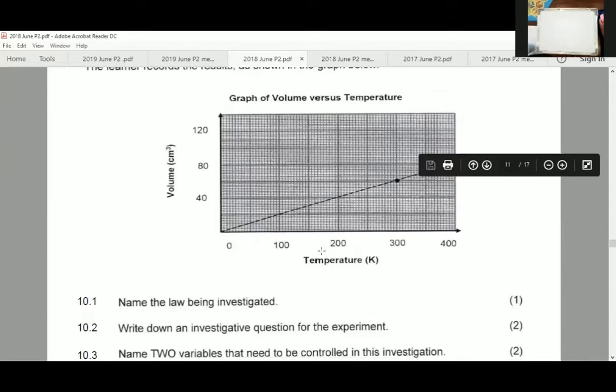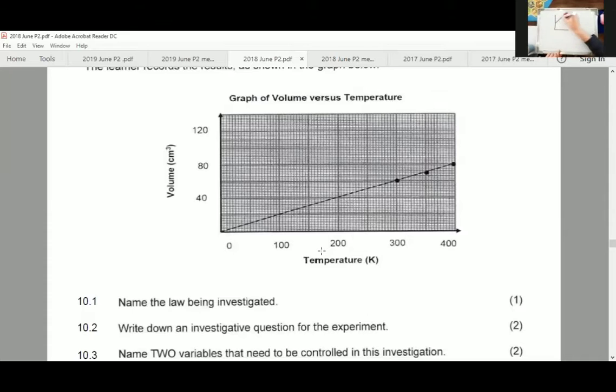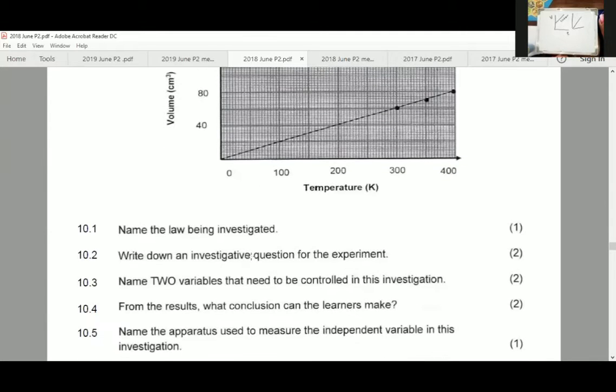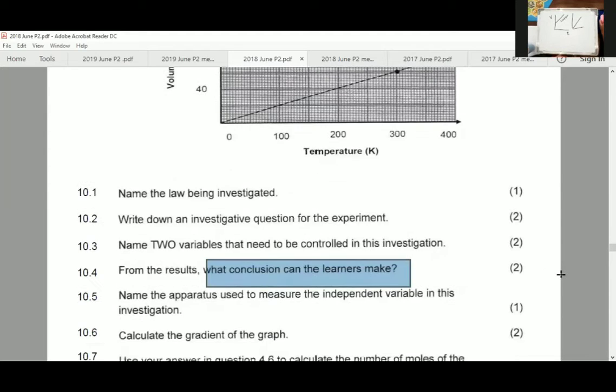Just for interest's sake, because I saw that again in a paper yesterday, if they give you the graph but the temperature is in degrees Celsius, what do you call that relationship? Because you're not allowed to call it directly proportional unless it's a straight line through the origin. That relationship is called a linear relationship, if that ever comes up. So volume and temperature in degrees Celsius would still have a relationship, but you just call it linear. It's not directly proportional. So in this case, the conclusion is that volume is directly proportional to Kelvin temperature.